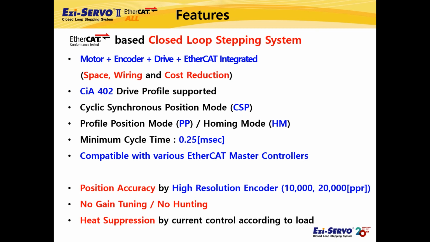We have looked at the features of Ezi-SERVO II EtherCAT ALL until now. From now on, I will introduce examples of space, wiring, and cost reduction by integrating a motor, a high-resolution encoder, a drive, and EtherCAT network, which is the most distinctive feature of Ezi-SERVO II EtherCAT ALL.